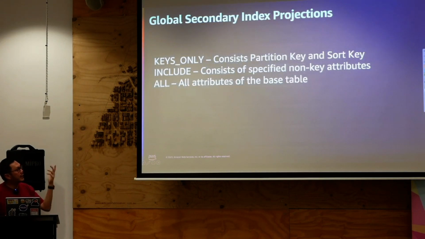And then with GSI, you have three ways you can project the data into the GSI. You can project the keys only, or you can include some of the attributes from the base table, but not all the attributes. Or lastly, you can include all of the attributes.